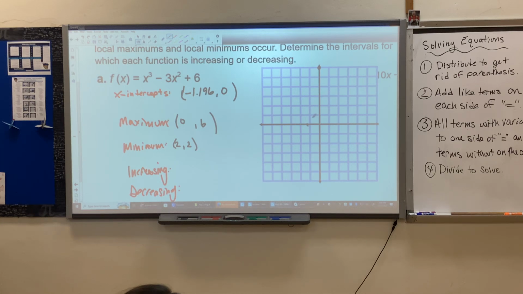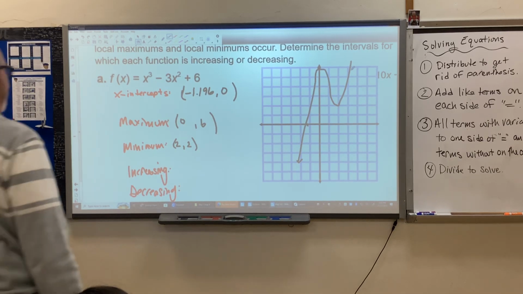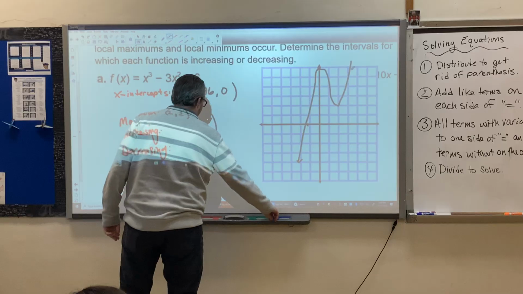2.2. Increasing. So the 2.2 is the minimum. That's the maximum. So it goes up like that, goes like this, and through there, like that. So you can see it increases, because you always read these things left to right. It increases, then decreases, then increases. Right? You only use x values to describe where it's increasing, decreasing, and increasing.